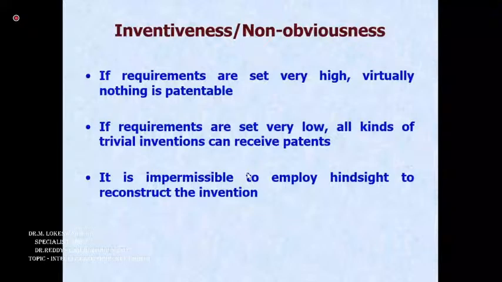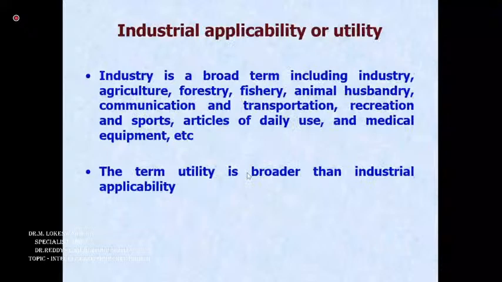In every country. So the third one is industrial applicability or utility. You have the invention, you met the novelty, you met the criteria of inventiveness, so everything is fine. But to get the patent, the invention should be of use to the public. Otherwise, it will not be useful to the public, so it will not be patentable. Industry is a broad term including industry, agriculture, forestry, fishery, animal husbandry, communication and transportation, recreation, anything. It should in some way be useful to the public. If it is not useful to the public, your invention will not be granted under the Patent Act. So the patent should have public use.